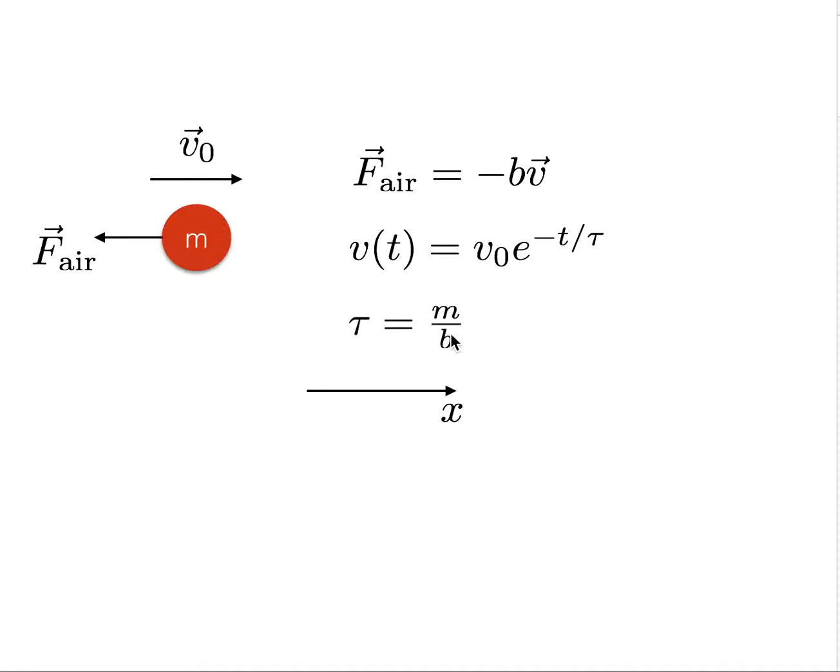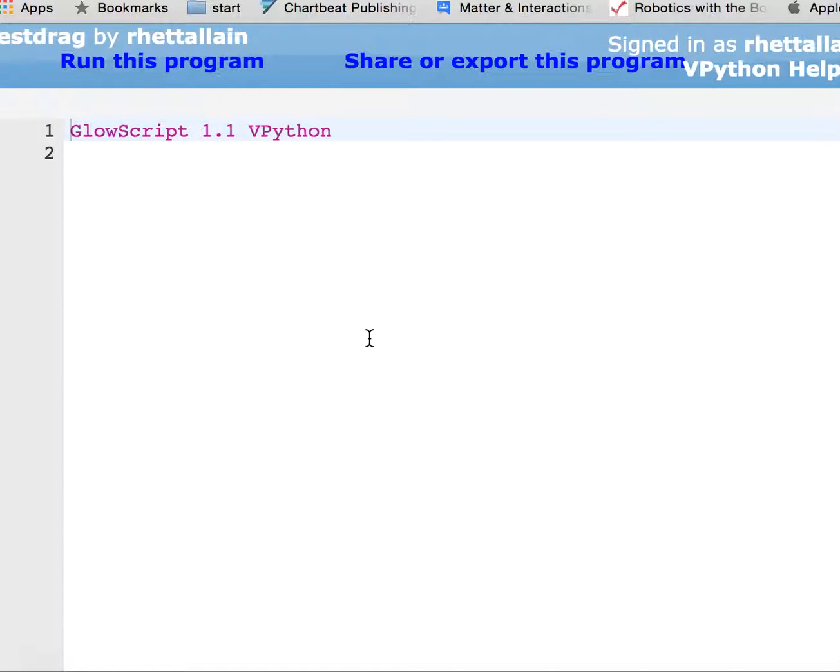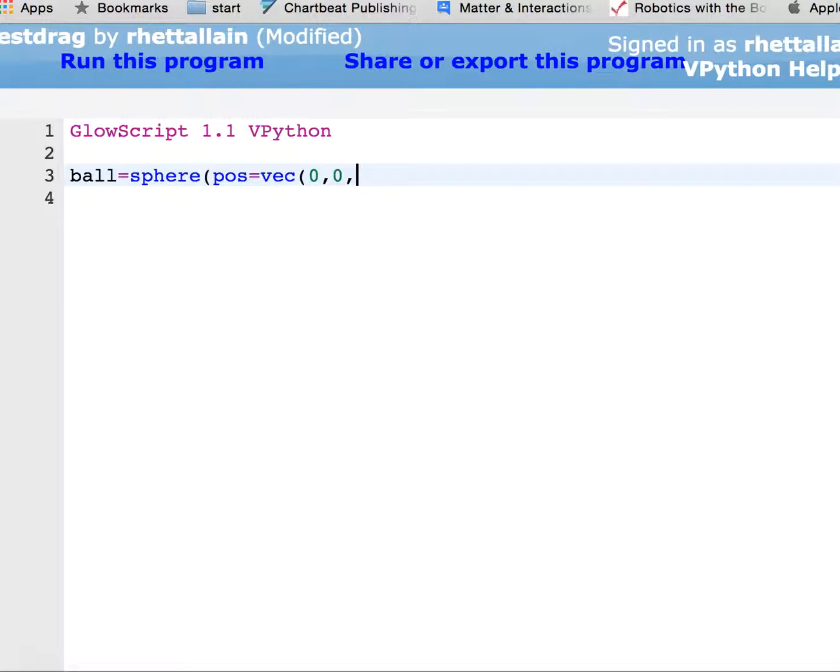Now what we want to do is do this with the numerical calculation instead. Okay, so let me see if I can just switch over here. Okay, so here's Glowscript. Let's just start off with a ball. Ball equals sphere. This isn't really super important, but it's going to be there anyway. It's going to be at the origin, and it's going to have a radius of 0.01, and that's it.